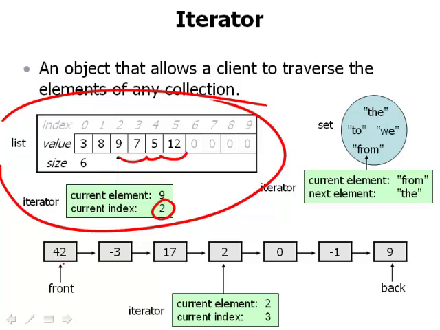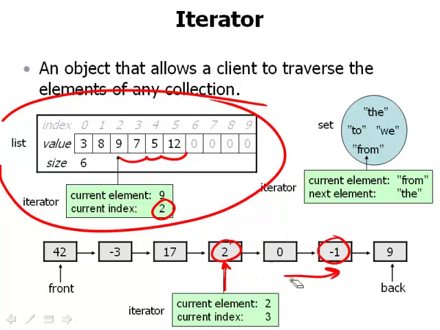You could also use an iterator on a linked list. It would remember that it was at index 3 and it was looking at this element value 2. You could tell it to move on to the next element and it would look at the 0. You could tell it to move on to the next element. Again, it would look at the -1. So it allows you to loop over a list without starting over.